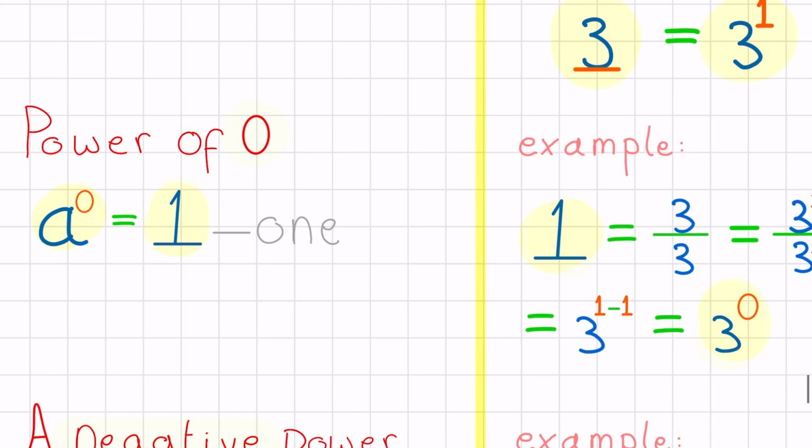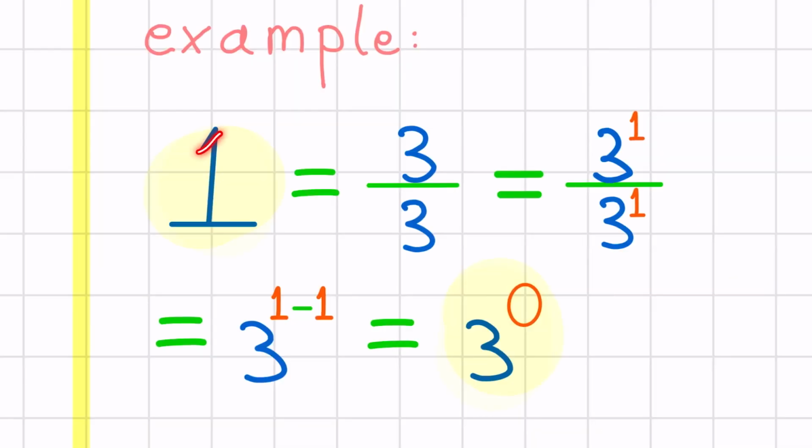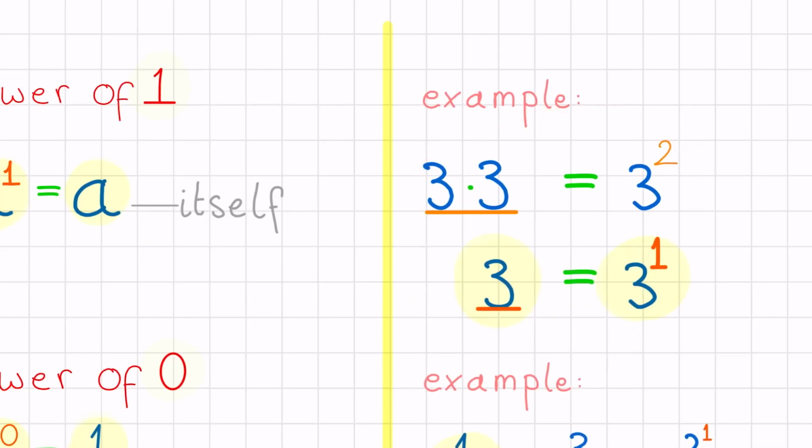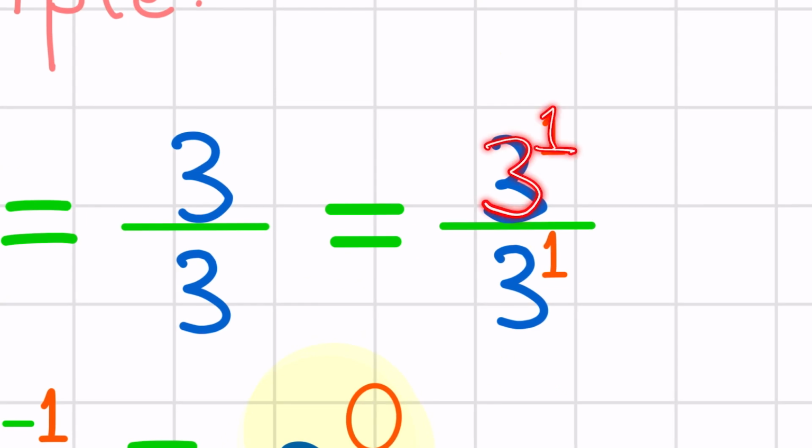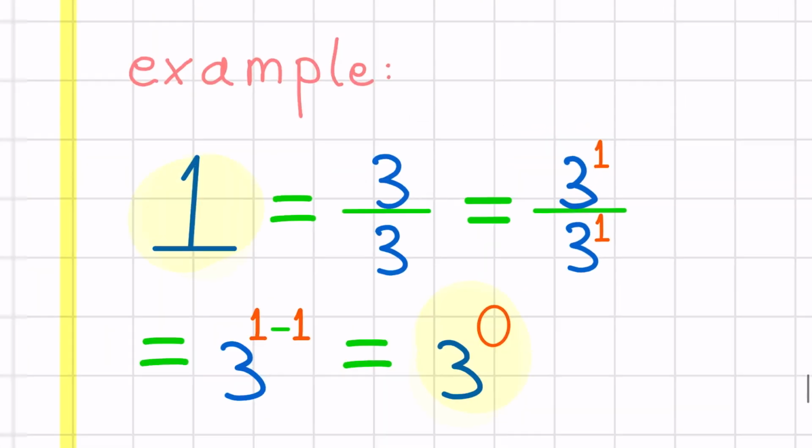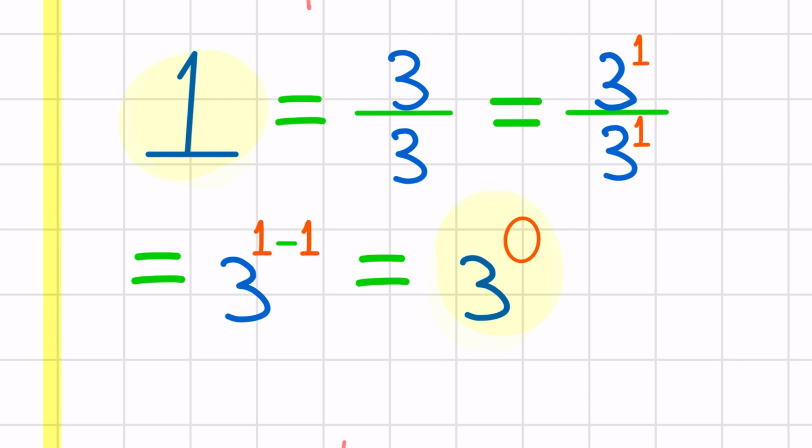Now when the power becomes 0, anything raised to the power of 0 is equal to 1. And I can prove this to you vice versa by saying that 1 is equal to, say, 3 over 3. Now, since we looked at the previous rule, we also know that 3 over 3 is equal to 3 raised to the power of 1 over 3 raised to the power of 1. After that, we can apply the quotient rule, which states that if the bases are the same and they're being divided by each other, we can simply subtract their exponents.